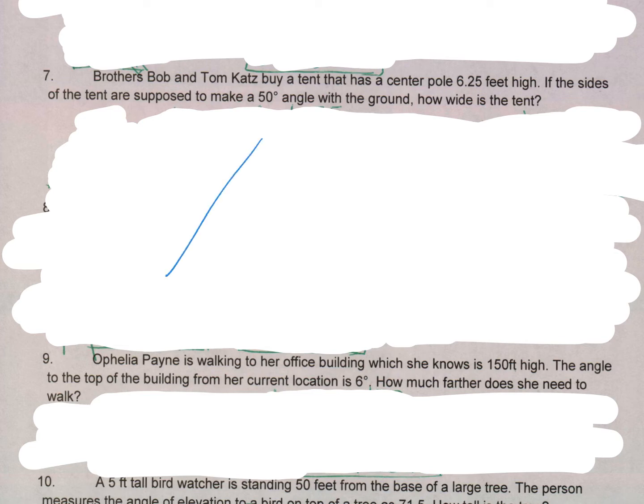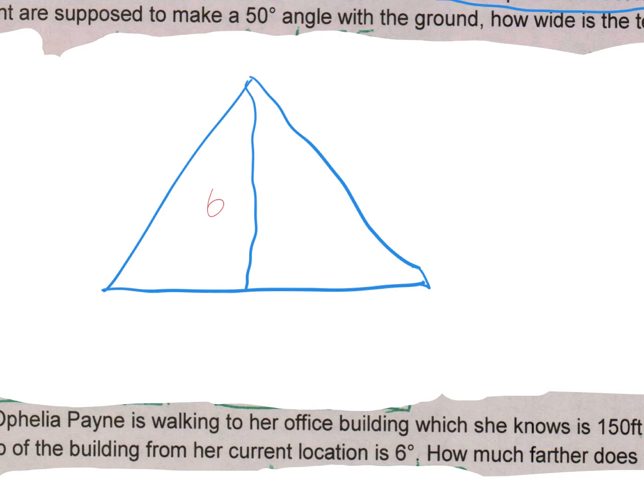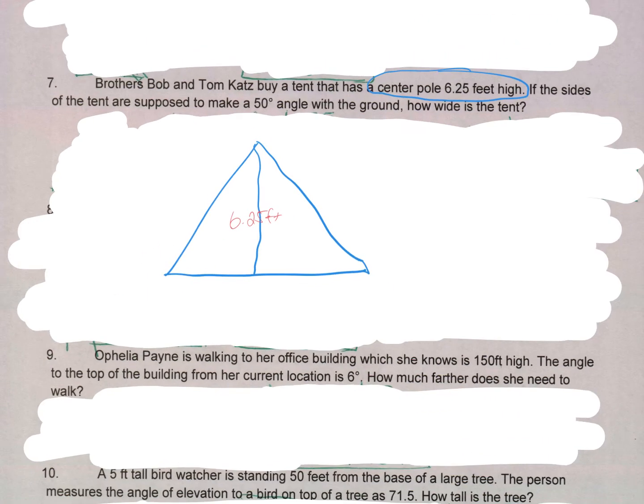I'm going to draw it like this because what did they tell me right here? What did they tell me? There's a center pole. Do you guys agree that that is the center of a triangle, like of your tent? How tall is this tent pole? 6.25 feet. All right, if the sides of the tent make a 50-degree angle, so this is 50 here, this is 50 here.